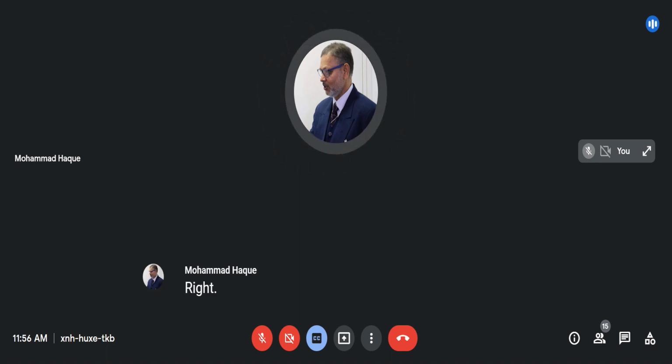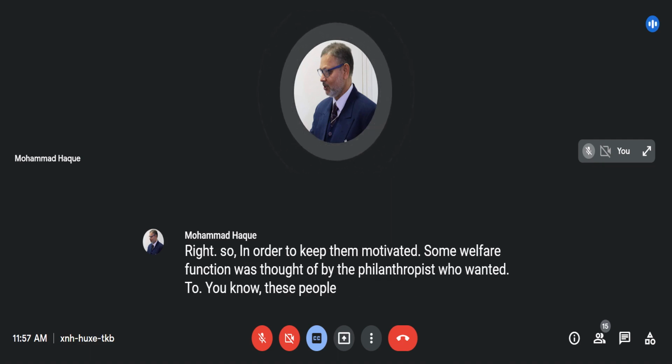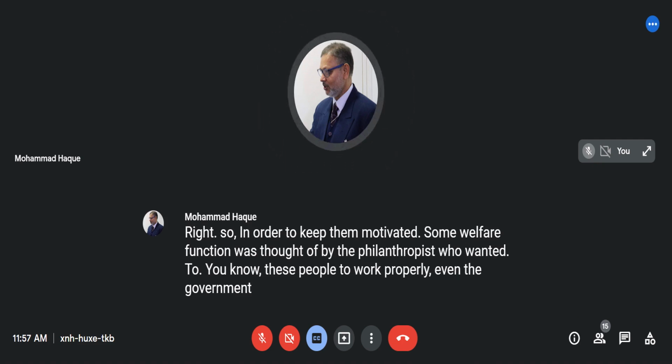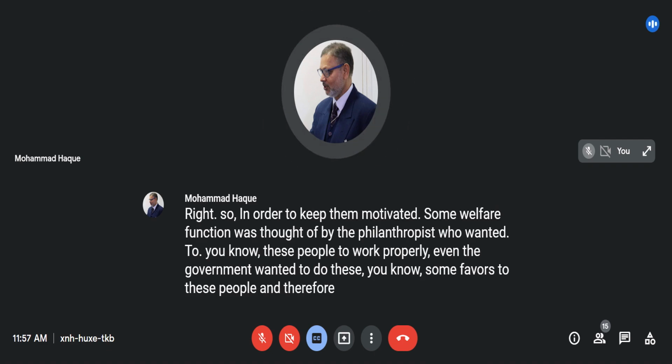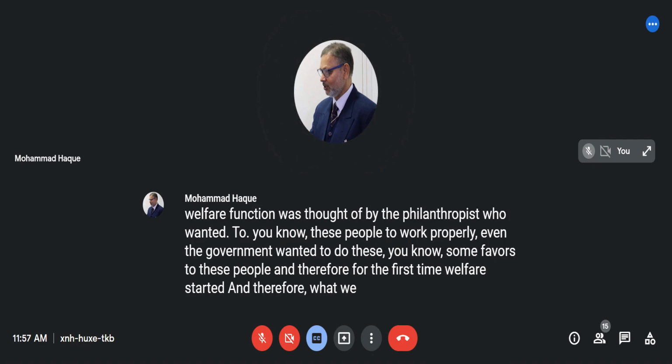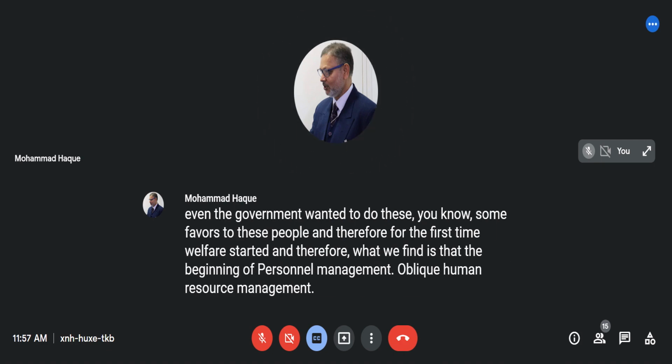Right. So, in order to keep them motivated, some welfare function was thought of by the philanthropists who wanted these people to work properly. Even the government wanted to do some favors to these people. And therefore, for the first time, welfare started. And therefore, what we find is that the beginning of personnel management / human resource management started during the period of 1920s.